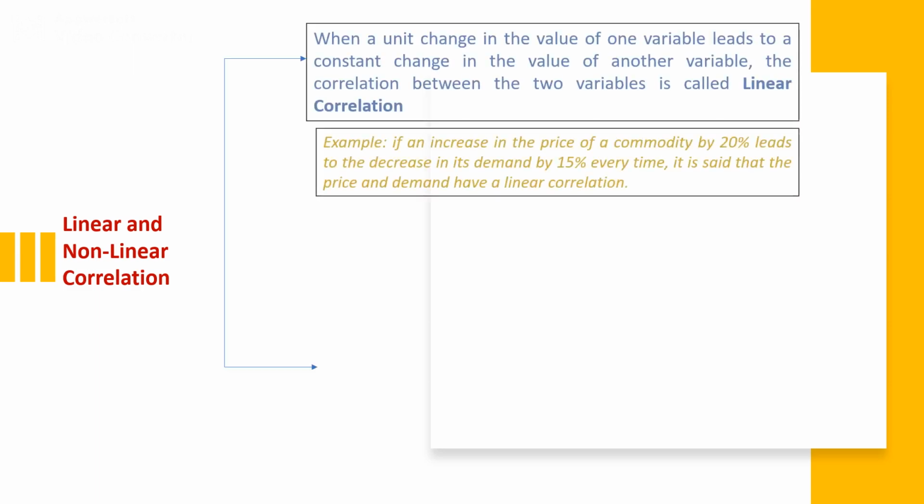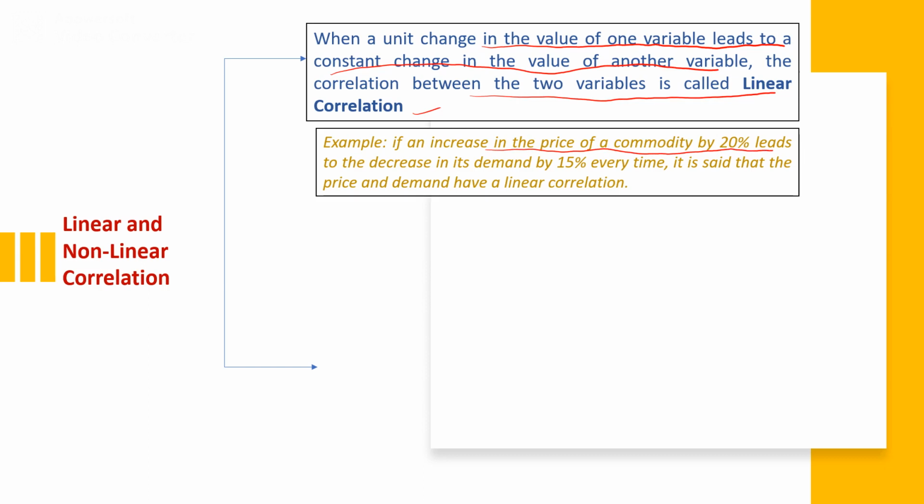Now, linear and non-linear correlation. When a unit change in the value of one variable leads to a constant change in the value of another variable, the correlation between the two variables is called linear correlation. For example, if an increase in the price of a commodity by 20% leads to a decrease in its demand by 15% every time, price and demand are said to be linearly correlated.